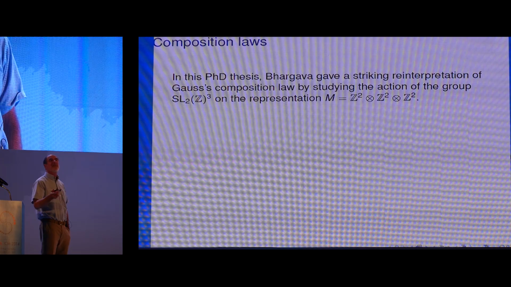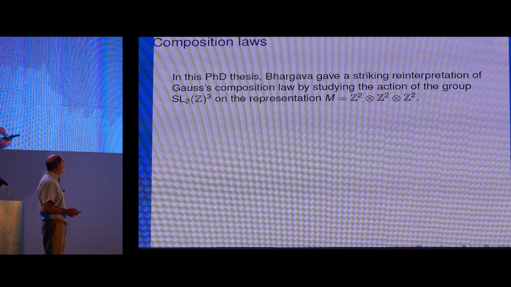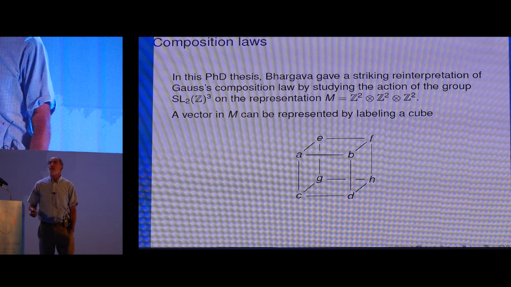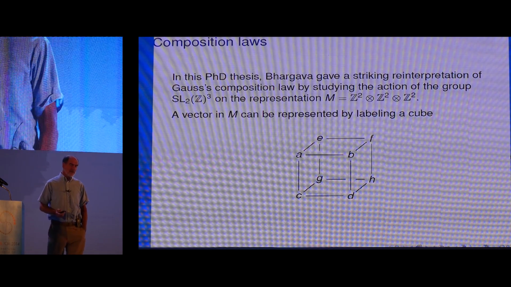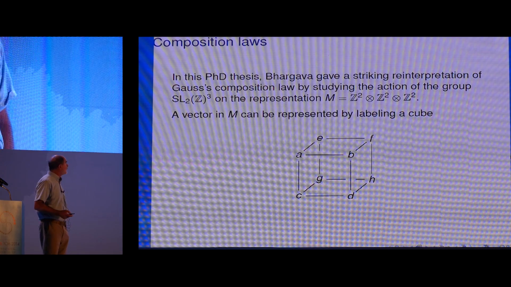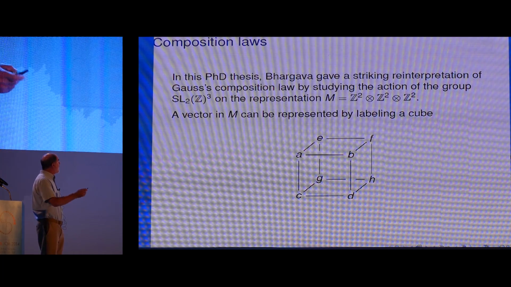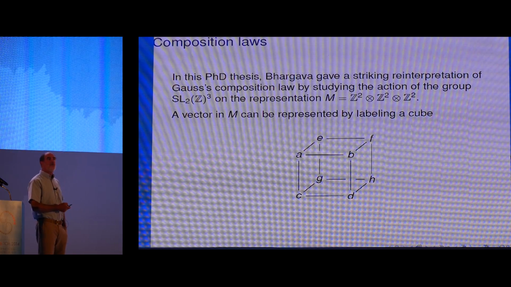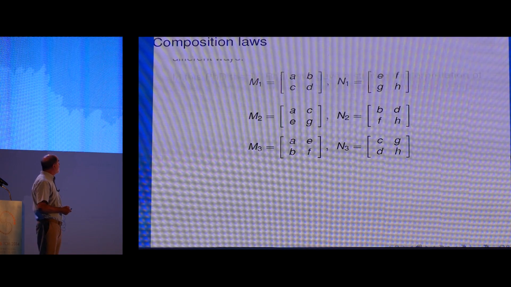Now, here's how he looked at it using his version of cubes. A vector in that representation, there's 8 integers, can be viewed as a labeling of a cube. And you can slice a cube 3 different ways: front, back, left, right, top, bottom. And each way you slice it gives you 2 2x2 matrices.